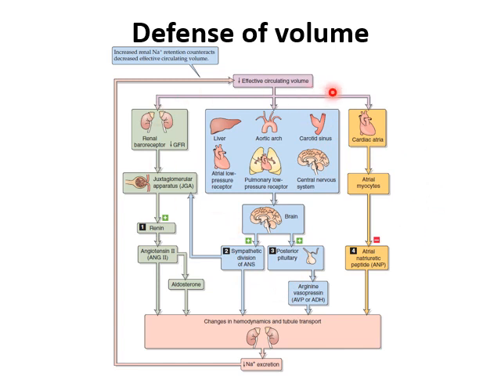So here in this graphic, we are seeing that whenever there is a reduction in effective circulating volume, it is sensed by these sensors. One of the sensors is present in the afferent renal arterioles, other sensors are present in the arch of aorta, carotid sinus, pulmonary circulation, and the fourth are the atria.